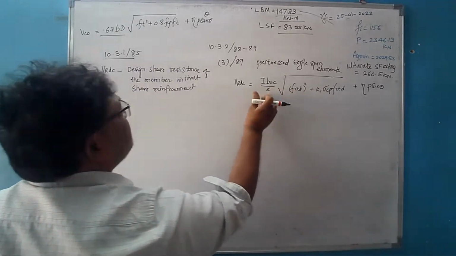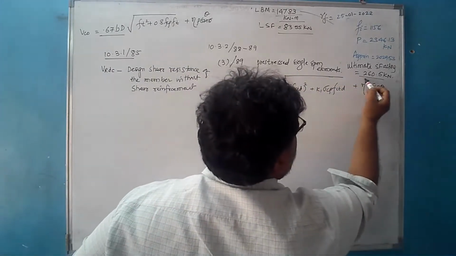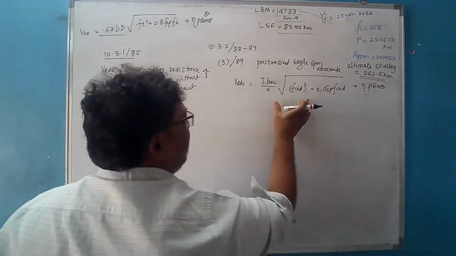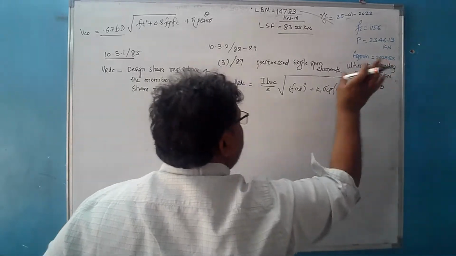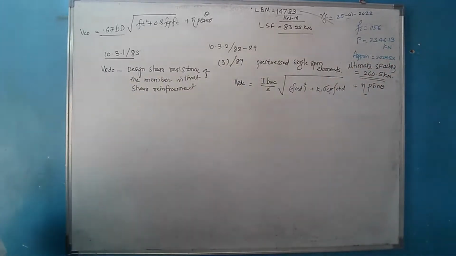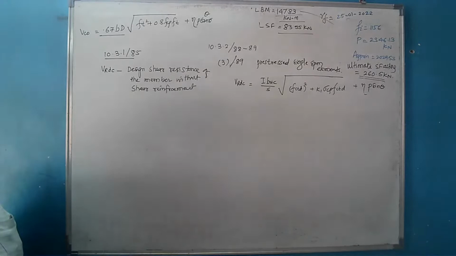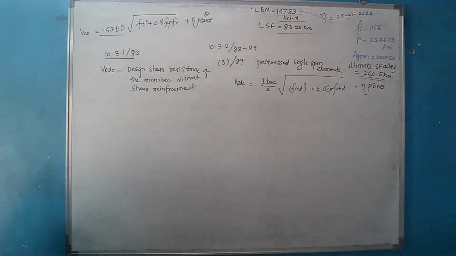अगर ये shear resistance shear acting से ज्यादा है, the shear acting is 260. अगर ये resistance shear acting से ज्यादा है, then we say that it is safe. अगर नहीं है तो it is unsafe and we need to redesign the section. हमको फिर section में changes करना पड़ेगा.